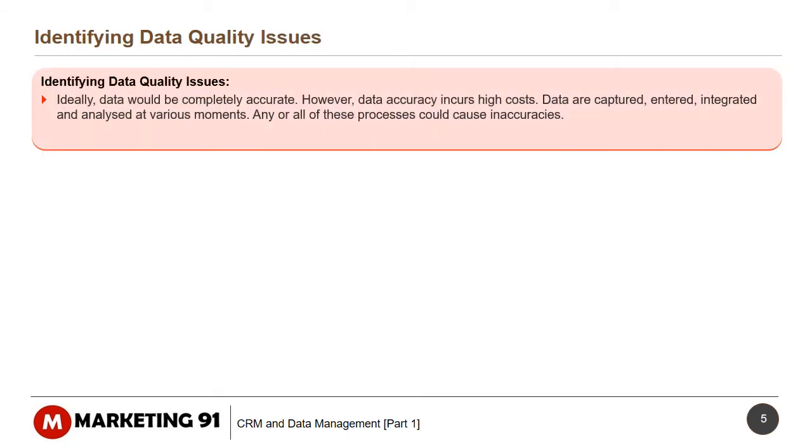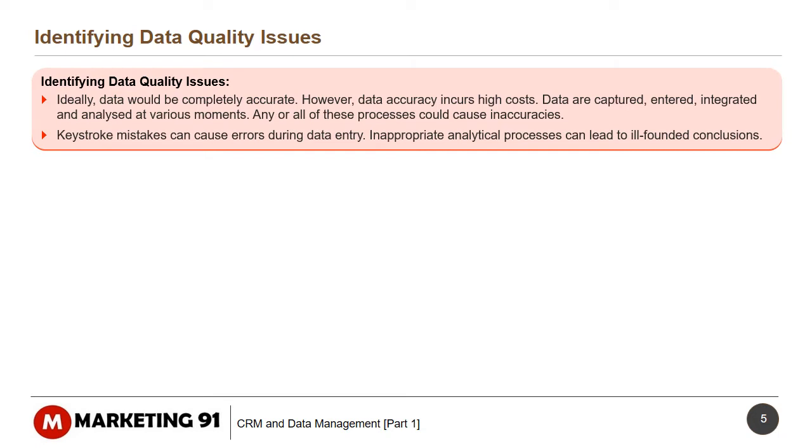Identifying data quality issues. Ideally, data would be completely accurate. However, data accuracy incurs high costs. Data are captured, entered, integrated and analyzed at various moments. Any or all of these processes could cause inaccuracies. Keystroke mistakes can cause errors during data entry. Inappropriate analytical processes can lead to ill-founded conclusions.